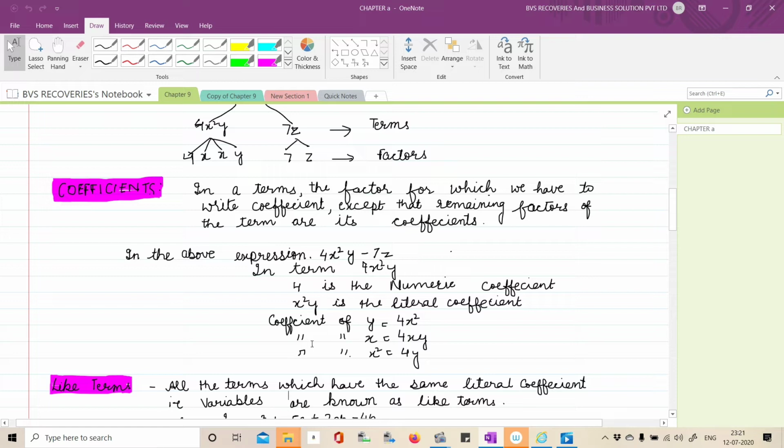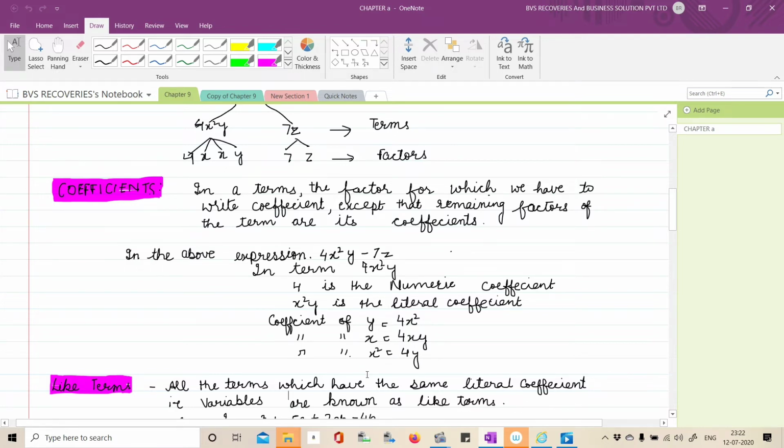Same way, we can write the coefficient of x, means except one x. There are two x in 4x square y. The remaining part 4xy is its coefficient. Same way, if we want to write the coefficient of x square, here the remaining part is 4y. So this is the coefficient of x square. I hope you have understood what a coefficient is: for the term for which we have to write the coefficient, except that, the remaining part is the coefficient.